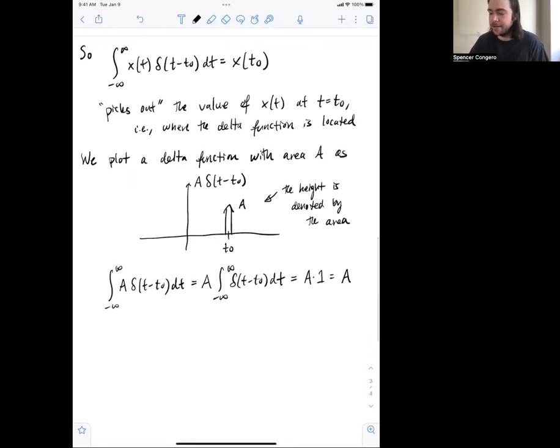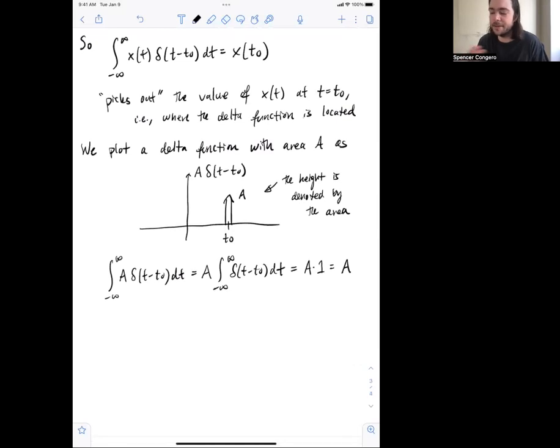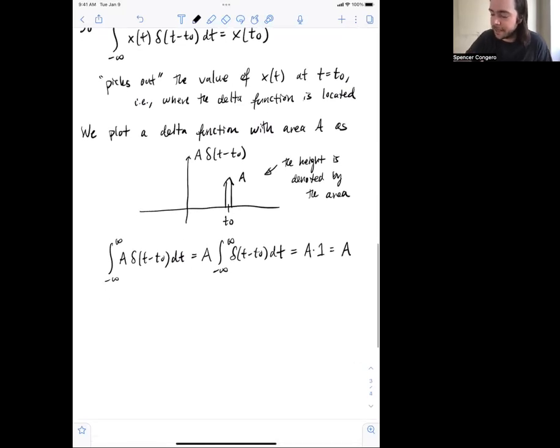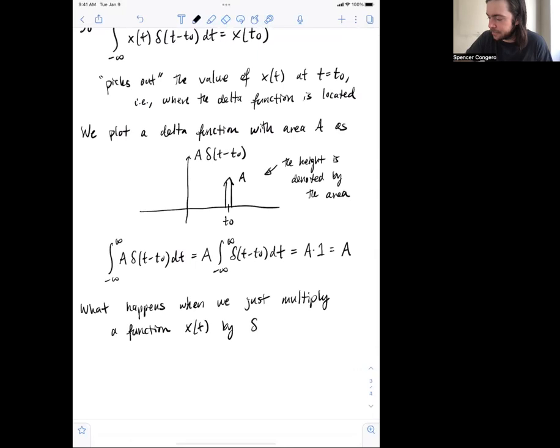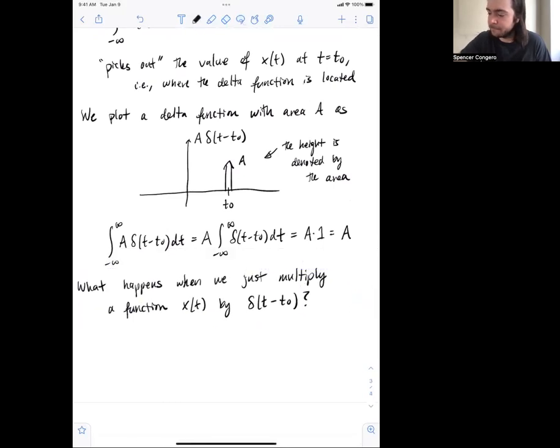Okay. All right, great. So this tells us how to work with delta functions when we multiply other functions by them and integrate. So what happens when we just multiply a function x of t by a shifted delta function, delta of t minus t naught? Okay, so what happens if we just multiply? Let's see what happens then.